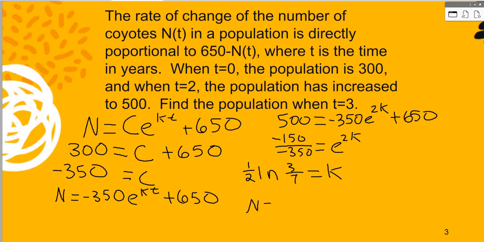So we have n equals negative 350 e to the, I now have my k value, so 1/2 natural log of 3/7, and I want to multiply that by 3. Again, we kind of talked about this yesterday. Be careful because remember this 3 is still in the exponent, but it is not inside my natural log. So make sure that you put it in parentheses with the 3/7, or even easier, move the 3 to the front. So make it 3/2 times the natural log of 3/7. Also, remember this plus 650 is still there, so don't forget to add that.